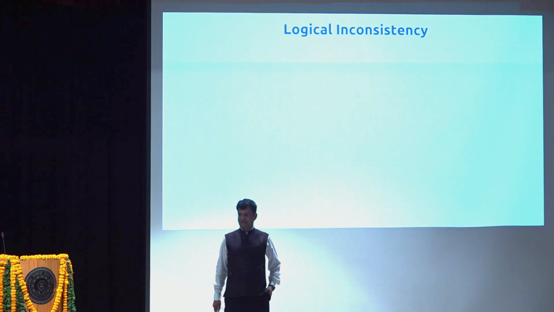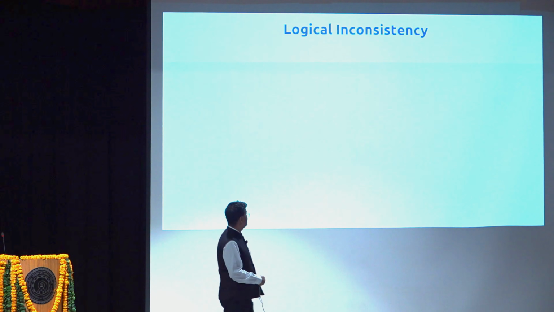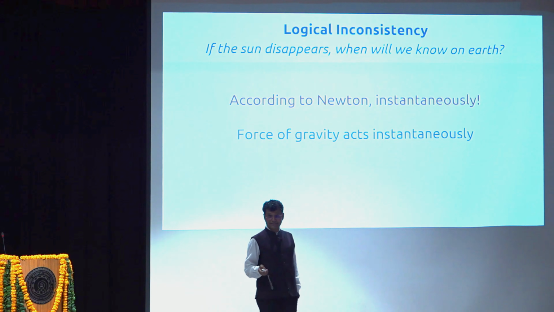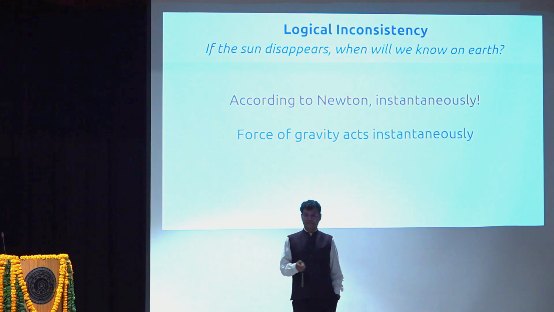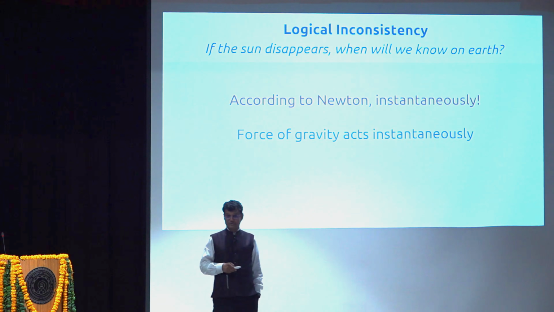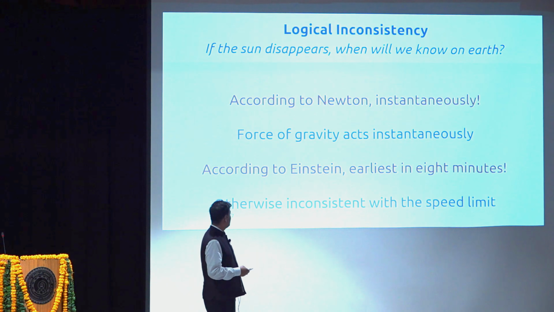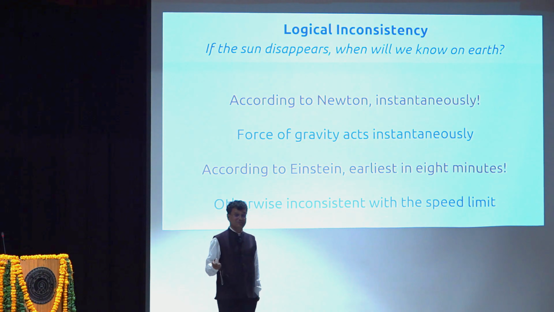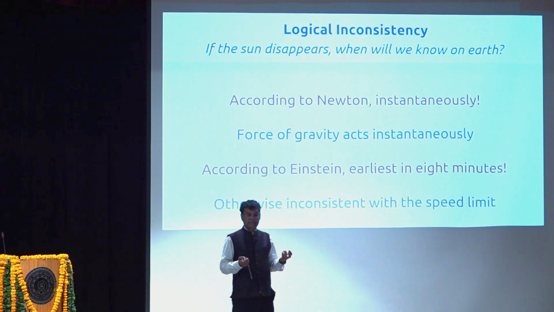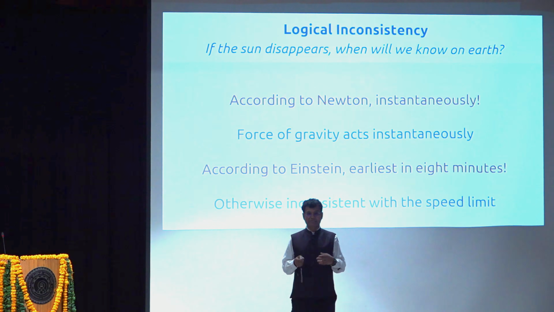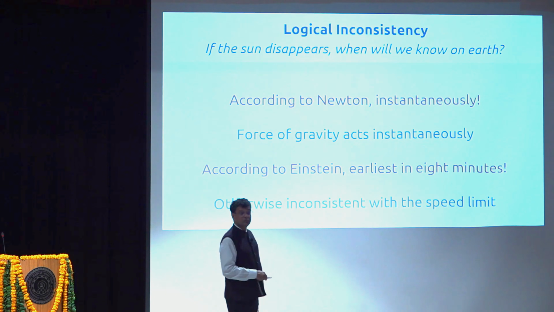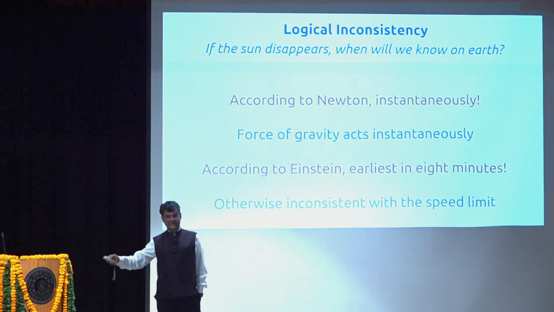When will we come to know about it? Instantaneously, right? If the sun disappears, according to Newton, instantaneously, because the force of gravity acts instantaneously. But this is logically inconsistent with what I just told you, that nothing can travel faster than the speed of light. So what's going on? According to Einstein, earliest in 8 minutes, maybe even slower, because light takes that much time. So this really bothered Einstein, and it took him 10 years, 11 years to really come to grips with it. And this led to unification of gravity, space, and time.